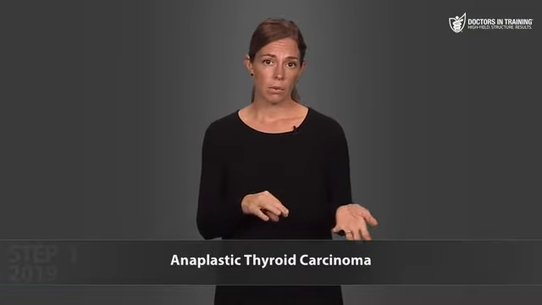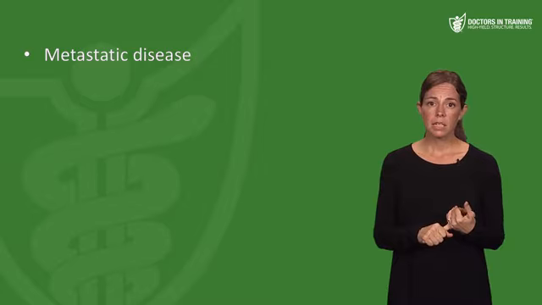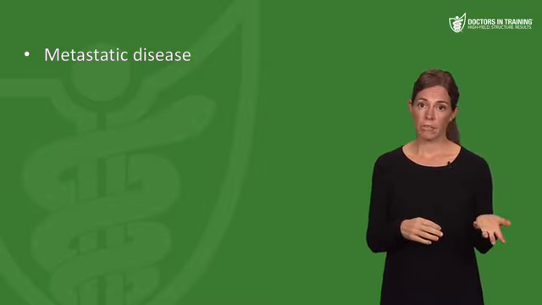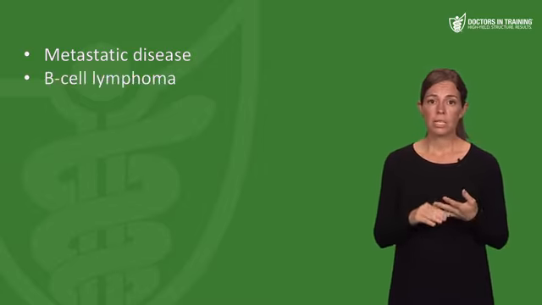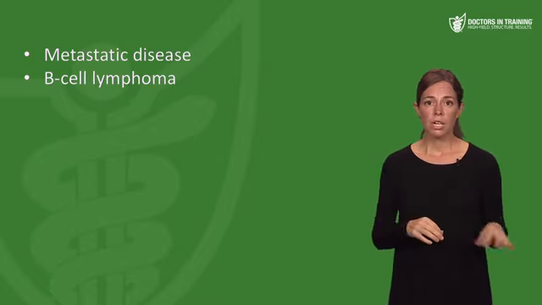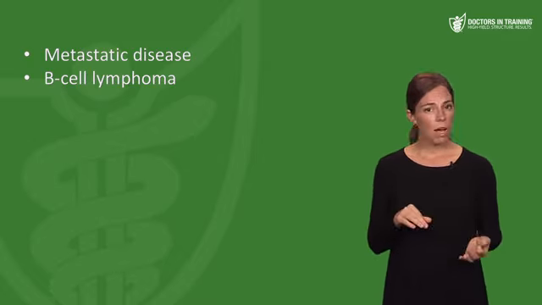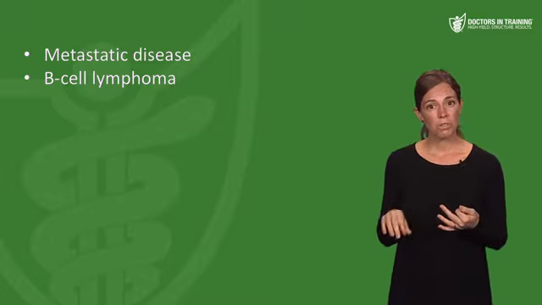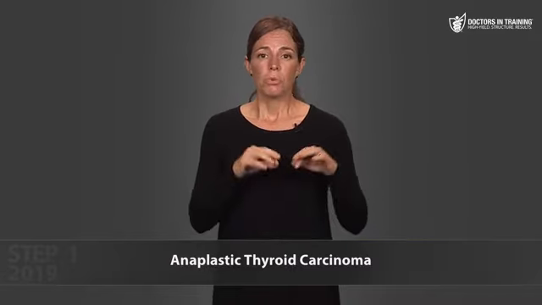Then let me remind you that other types of cancer can be seen in the thyroid gland. Metastatic disease can appear there, which of course would be picked up on an FNA sample. You can also see B-cell lymphoma in the thyroid, which I mentioned in the hypothyroidism lecture. This is associated with which common cause of hypothyroidism? Hashimoto's disease.